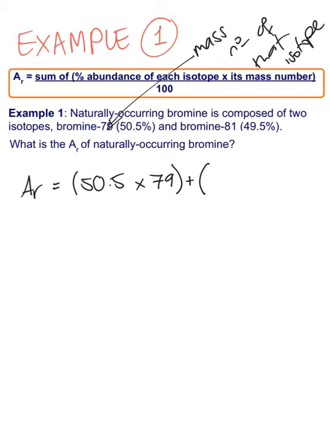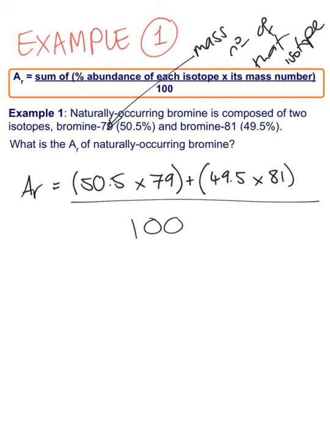Doesn't matter, but if I'm sticking to what I've written in my equation here, I should really have 49.5 times 81 divided by 100, okay? And everything is divided by 100. So in terms of where I got the numbers from, this 50.5 is from here, and it's the percentage abundance of bromine 79. Remember, the mass number of that isotope is 79, that's why it's here. I've then got 49.5 times bromine 81.